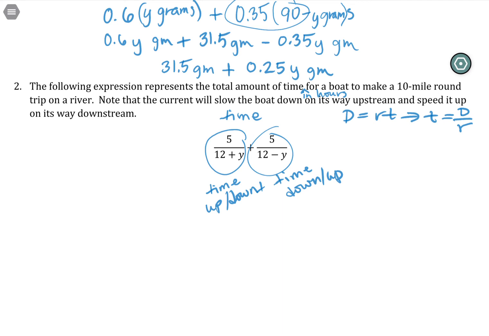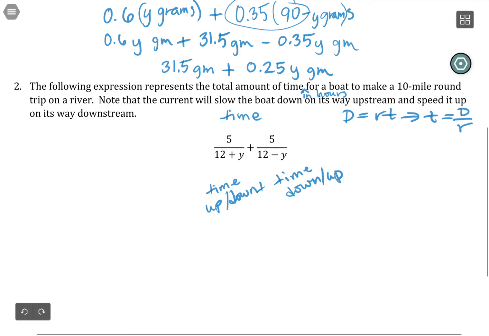I have an expression that represents time. There were two parts to my trip. There's two fractions. I hope one represents the first part and one represents the second part. Okay, so now if I'm saying time is distance divided by rate, let's start picking apart each individual fraction. So this first one, supposedly I'm looking at a distance over a rate and a distance over a rate.